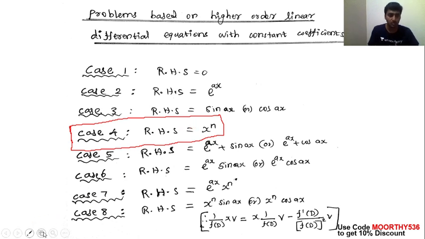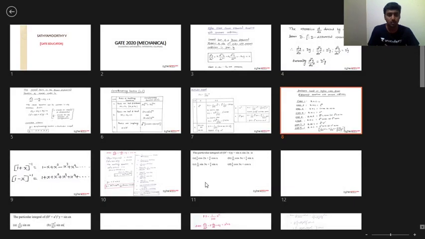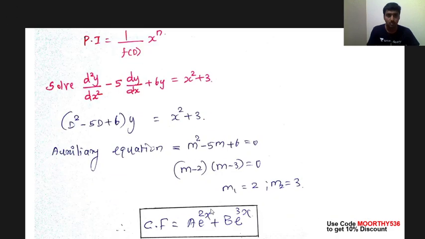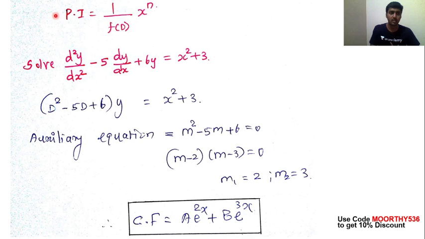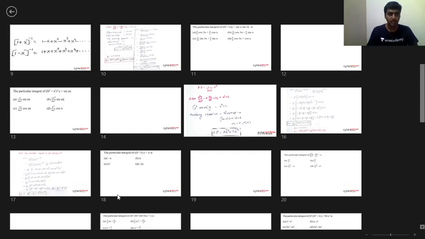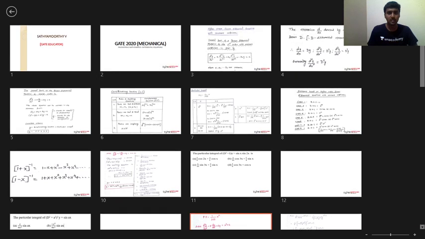Yes, next we are moving into the explanation for case 4. It is the category of case 4 here. Particular integral PI is equal to 1 divided by f of D into x power n format. The case 4 coming to x power n.